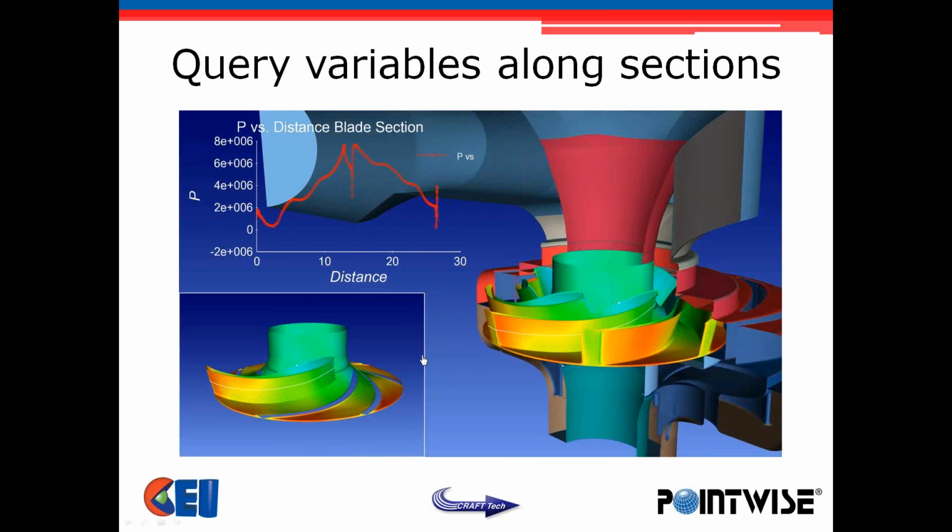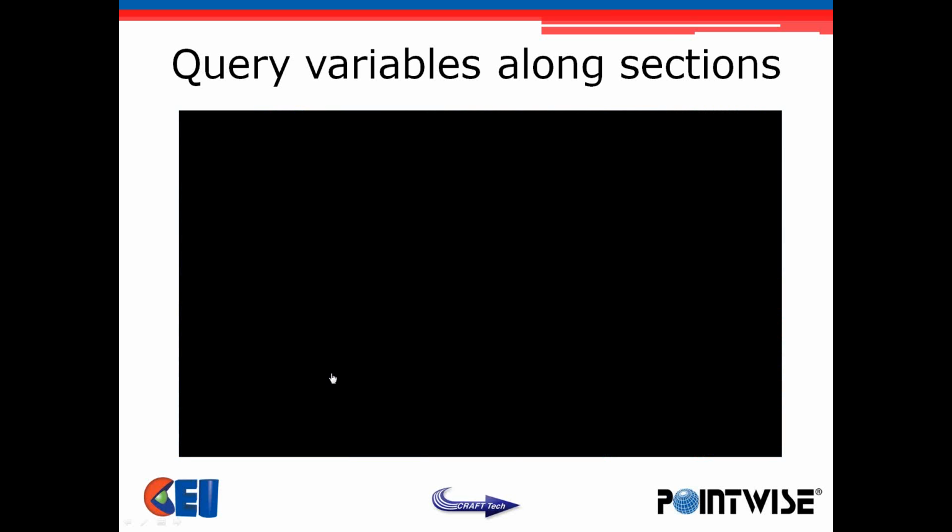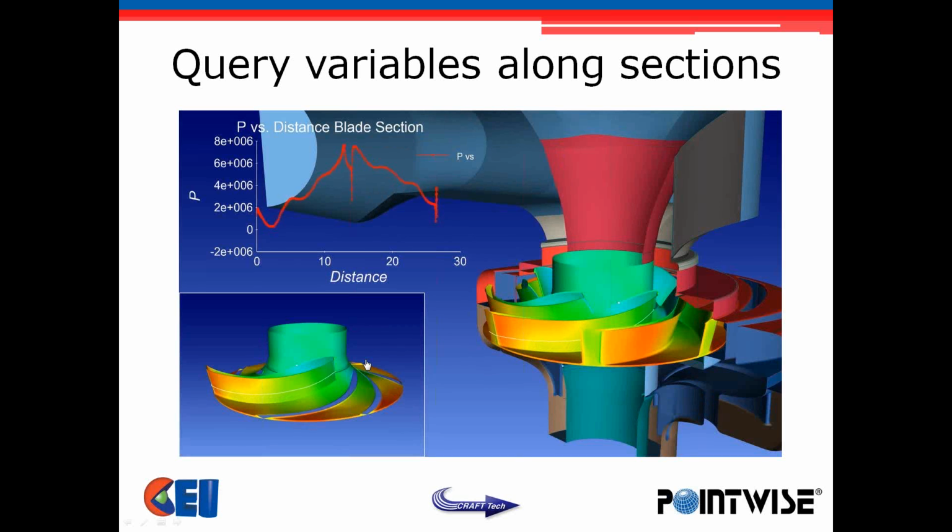So here's a little example of that clip plane moving through space. We're dragging it from hub to shroud, and in this case we are going through and querying the variable as we go. Let's try to get that to play again here. As we drag this clip plane up and down, we are changing the span location of that clip, and we can see that the pressure is dynamically updating as we drag that from hub to tip.